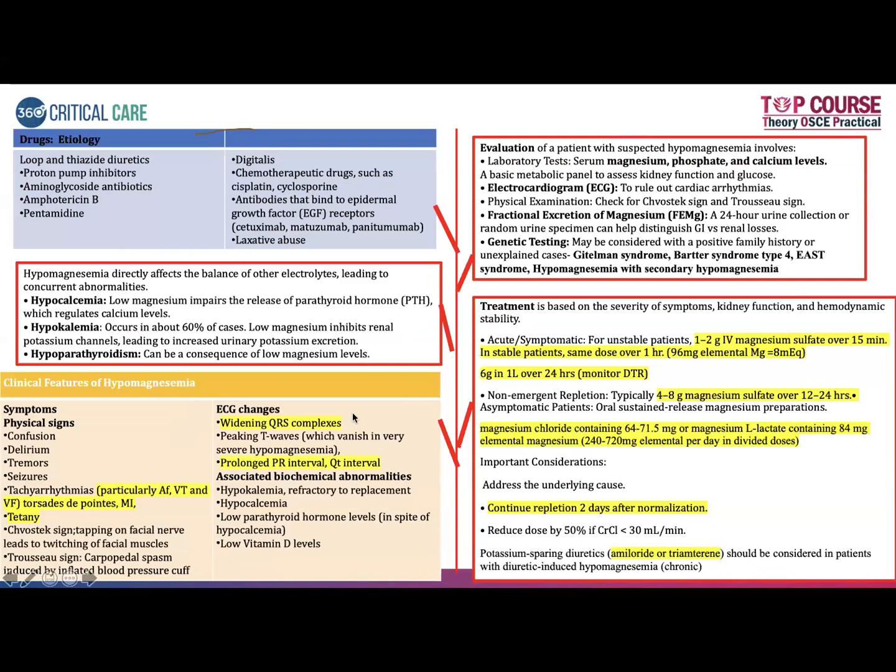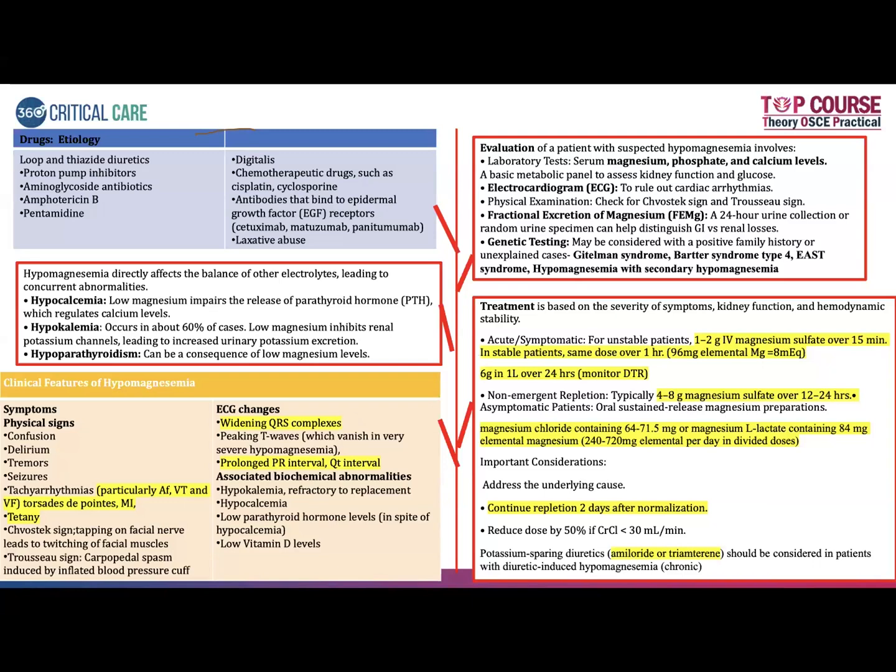Clinical features of hypomagnesemia are mainly cardiac, neurological, and biochemical abnormalities. Cardiac wise, what you can see is a prolonged PR interval, prolonged QT interval, and widening of QRS complexes. There can be atrial fibrillation and ventricular tachycardia. Most important would be torsades de pointes. Severe hypomagnesemia can also precipitate myocardial infarction.